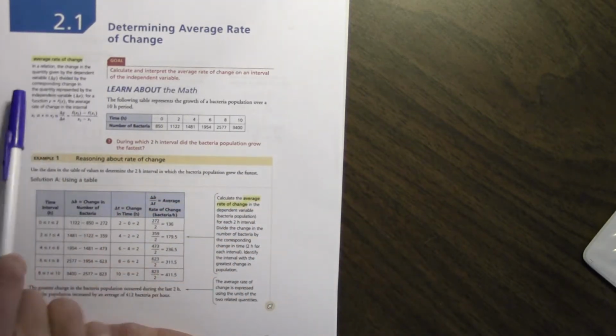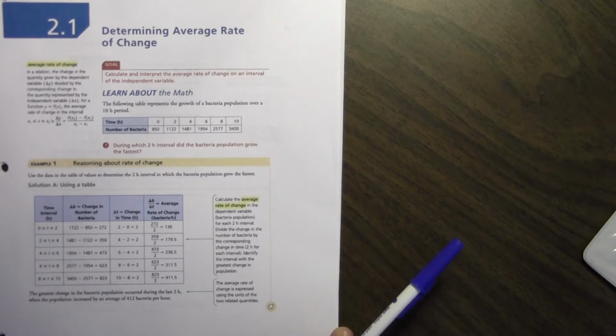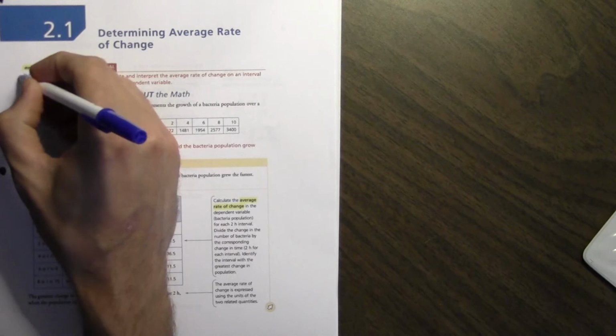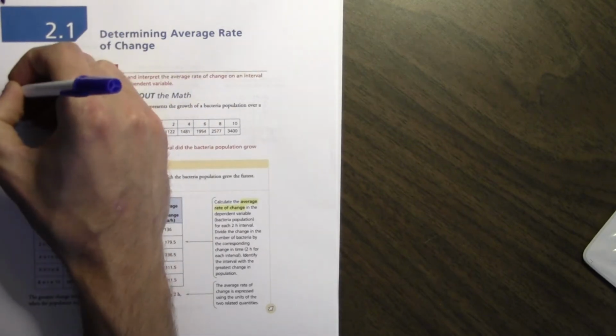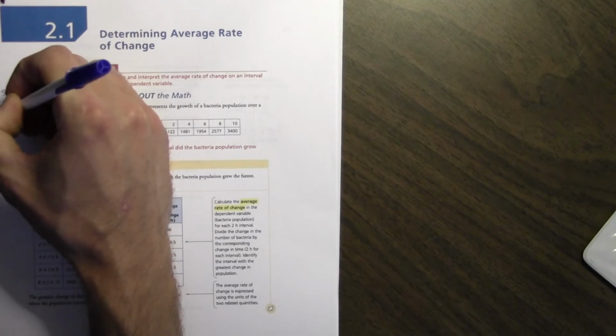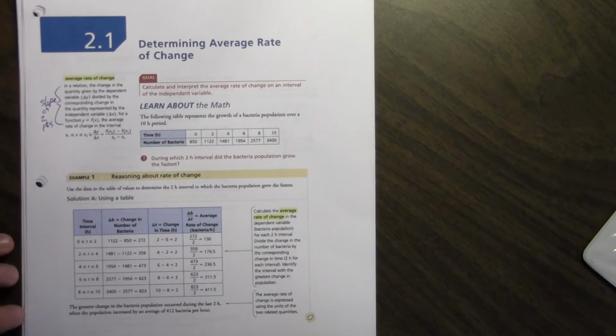It's a relation: the change in the quantity given by the dependent variable, change of y, divided by the corresponding change in the quantity represented by the independent variable, change of x, for a function y equals f of x, the average rate of change over the interval. So this is kind of a big description of slope of 2 points, right? So it should be very familiar. Okay, so it's kind of just like slope.